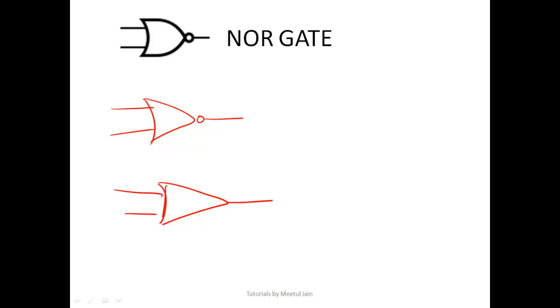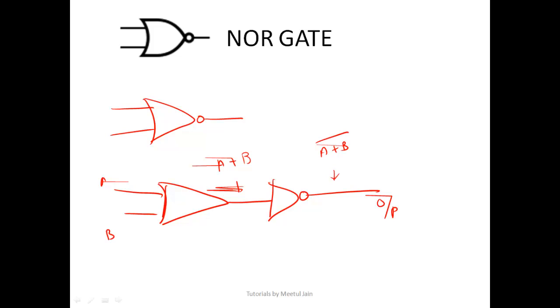That is an OR gate with a NOT gate. Here it is A, here it is B, here it is the output. The output at this point would be A or B. The output at this point would be A or B's negation. Truth table: A, B, A or B, A or B's negation.